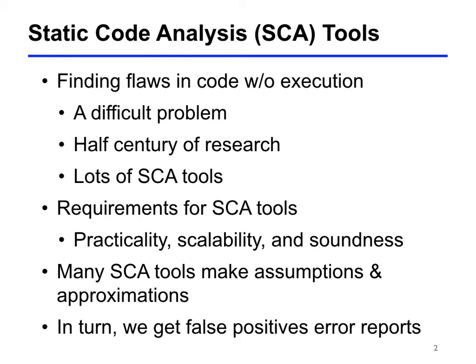Now we have many SCA tools, and in practice, we often have some requirements for them. We like to have tools that are fast, scalable, and sound, meaning we expect them to find all flaws, not missing any. So the problem gets even harder with such requirements. Thus, many static code analysis tools make assumptions and approximations in the analysis, which in turn results in many false alarms that are distracting and wasting developers' times. Our goal is to distinguish and filter out these false alarms so that developers will not encounter them.